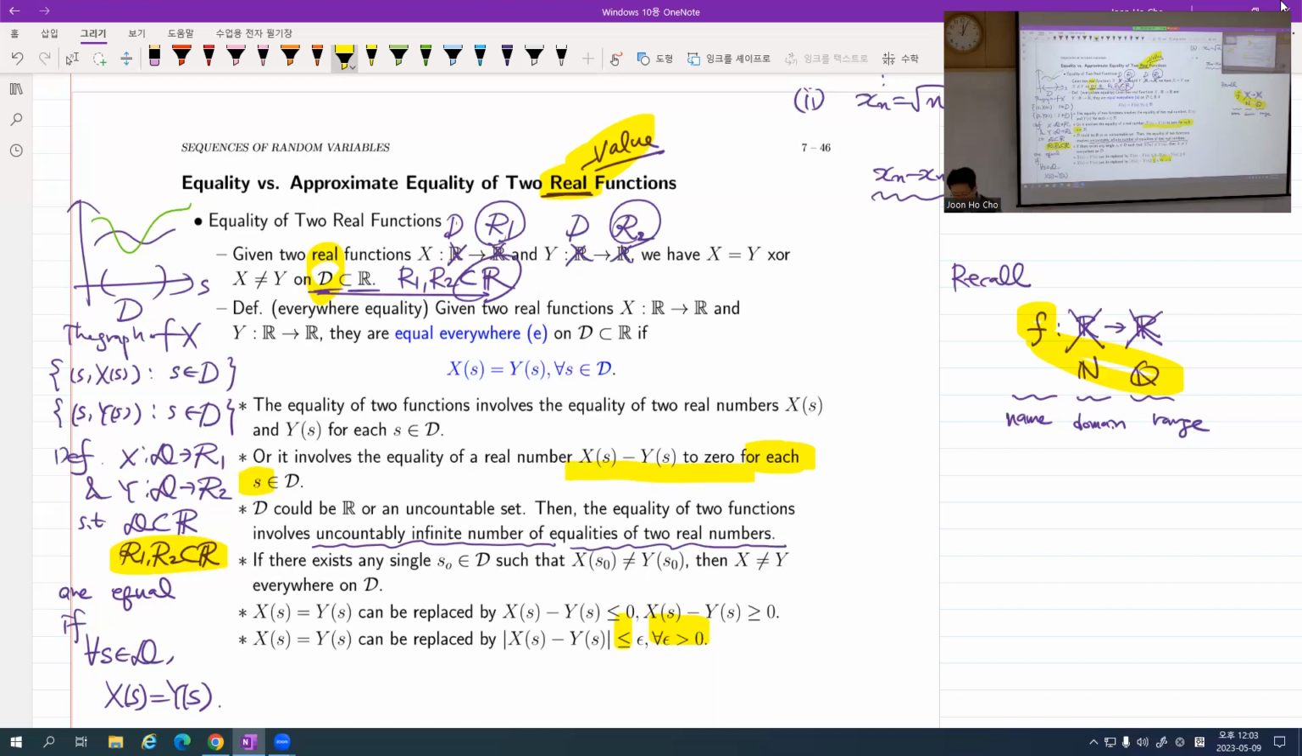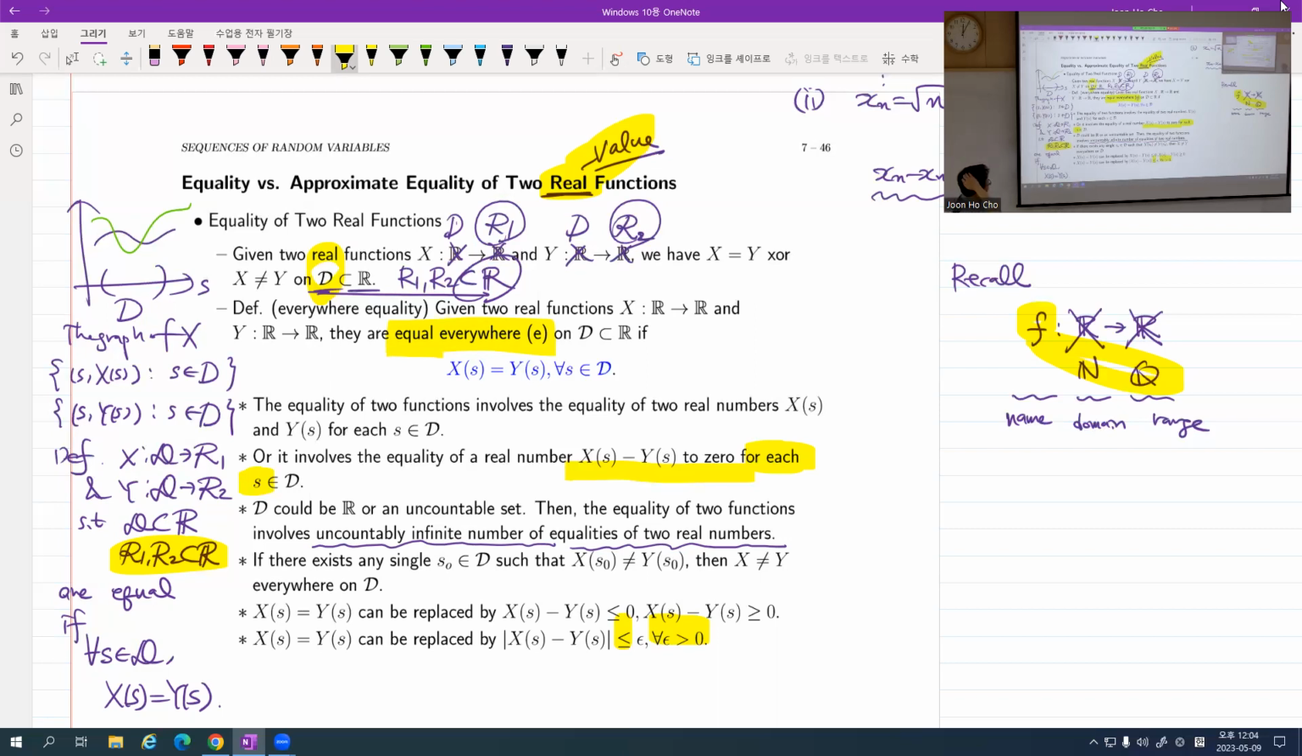Got it? So this one is in particular called everywhere equality. Because everywhere in the common domain, they are the same. They have the same functional value. So this is called two functions equality everywhere, or everywhere equality. Got it? And this is natural. Now, let's modify this definition a little bit, as we have done for the equality of two real numbers.